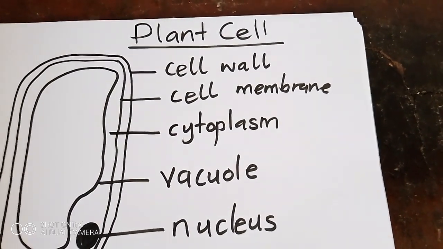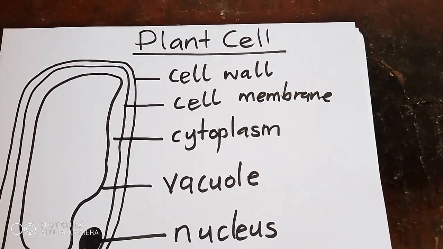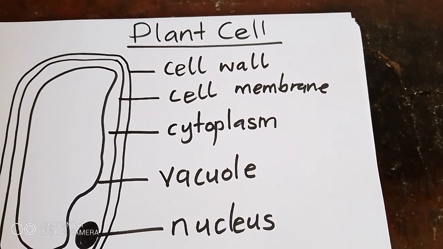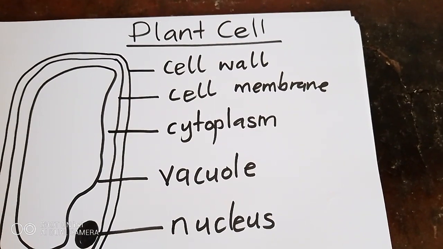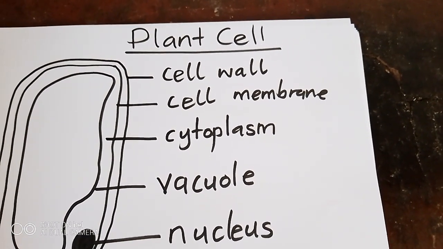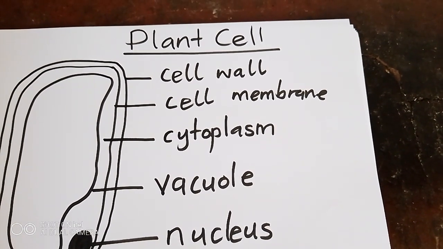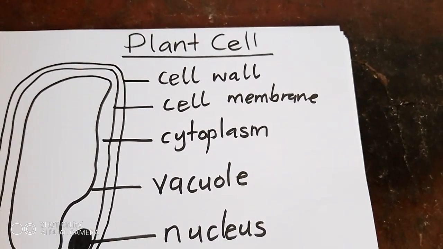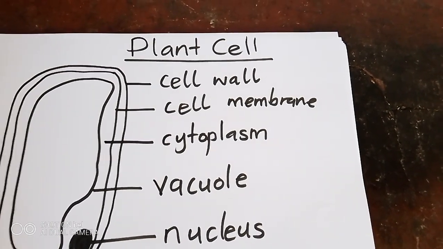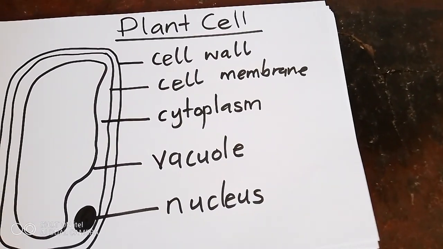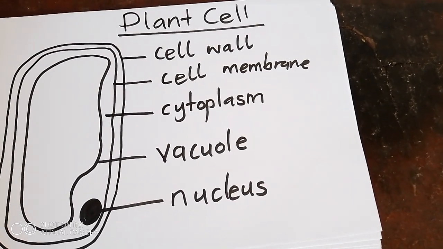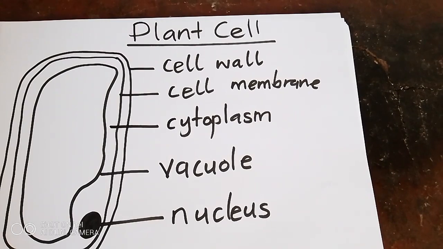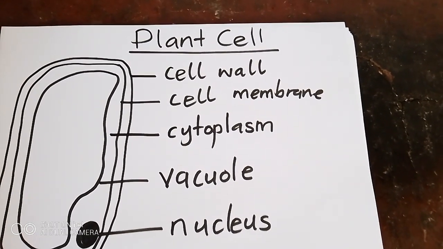So in young cells, this vacuole is actually small, but in mature cells it is larger and permanent too, as compared to that of the animal cell that is temporary. In mature cells, the vacuole exerts outward pressure against the cytoplasm to provide what we call internal support to the cell. And this internal pressure is what we call the turgor pressure.